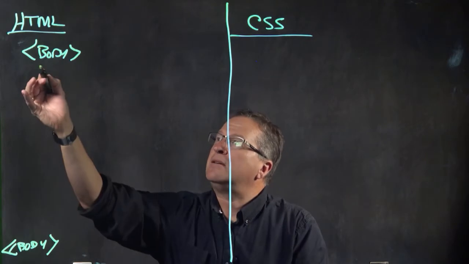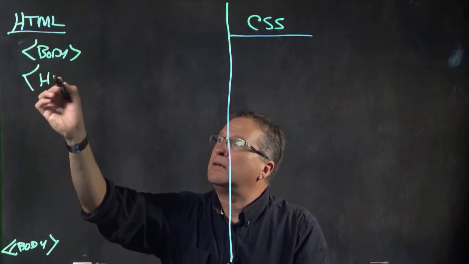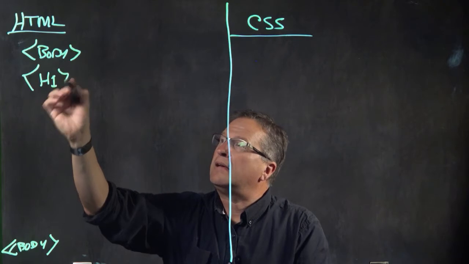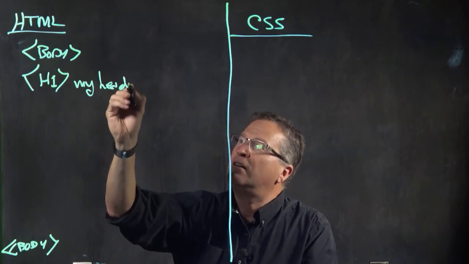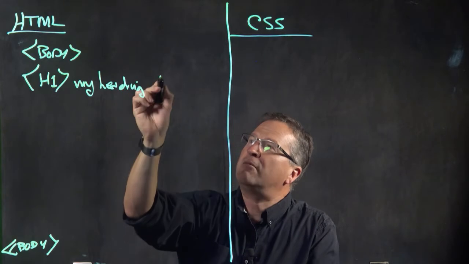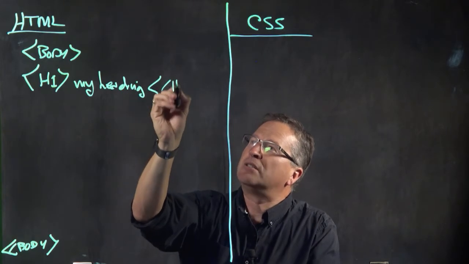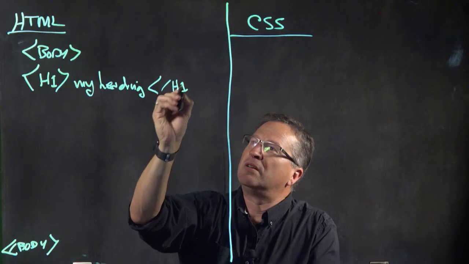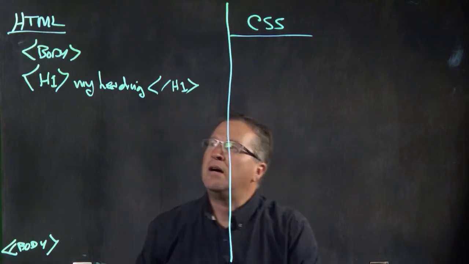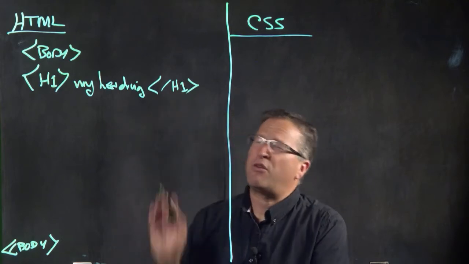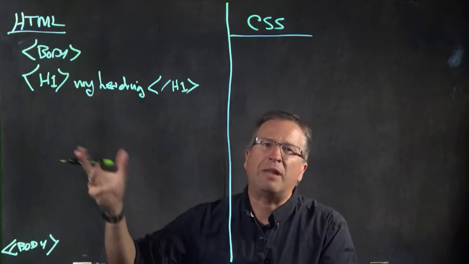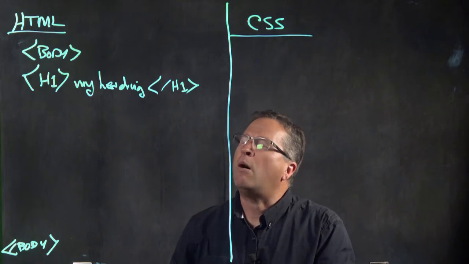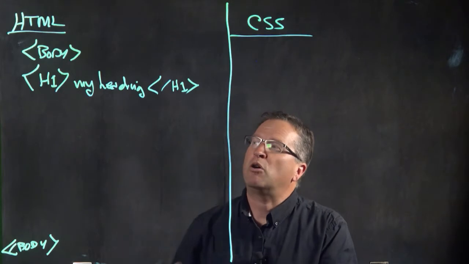So first thing I can do is say H1, and I'm going to say my heading. And again, the browser is going to render this in, again, Times New Roman, something like a 30-point text. I don't know what the default size is, but it's going to be big, and it's going to be black. You know what? I want all of my headings to be purple.